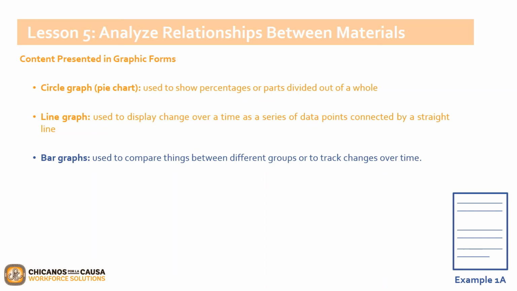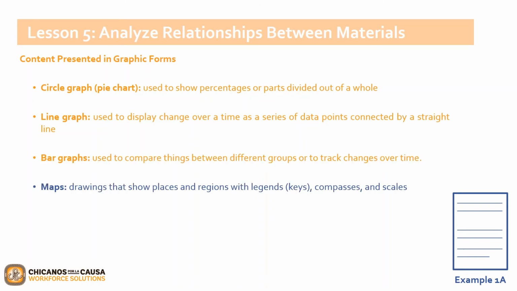And last but not least, maps. Maps are drawings that show places and regions. Maps usually contain a legend or a key to explain symbols, a compass to indicate directions, and a scale to determine distances. Now, let's look at an example of a map and how it can be utilized to provide information. The map with the legend can be found on page 428.